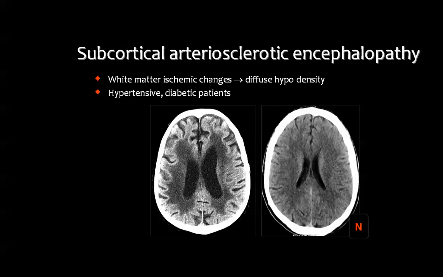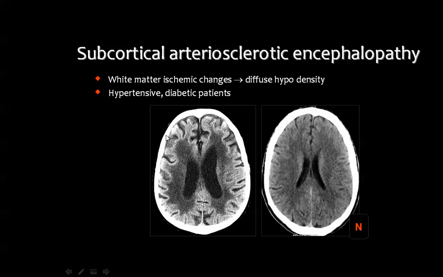Then subcortical arteriosclerotic encephalopathy, meaning that there are too many lacunar infarctions in the white matter, or the ischemic white matter disease. And this disease is usually seen in hypertensive patients, plus or minus the presence of diabetes as well. This is the normal appearance of the brain parenchyma, and you can see the white matter with its normal density. But whenever the white matter is ischemic, it will be too dark compared to the normal white matter.